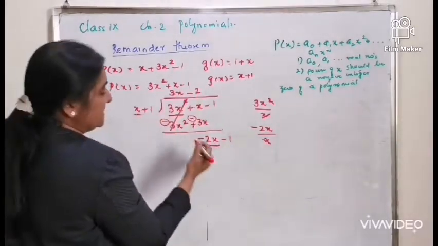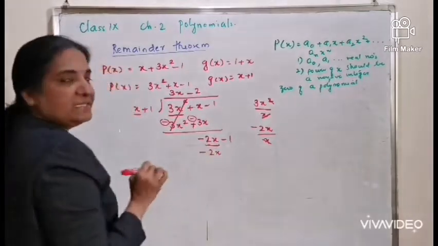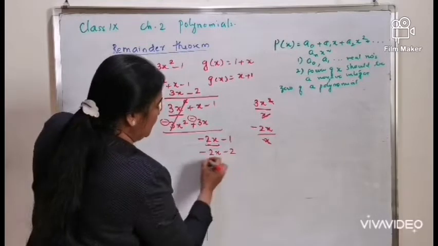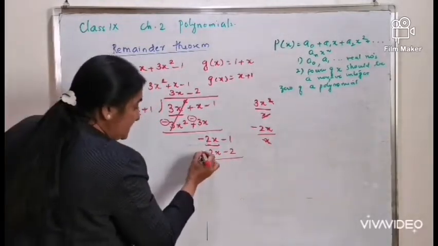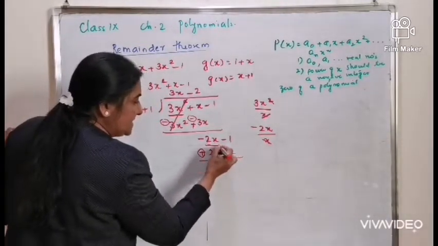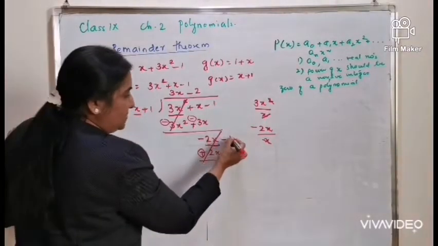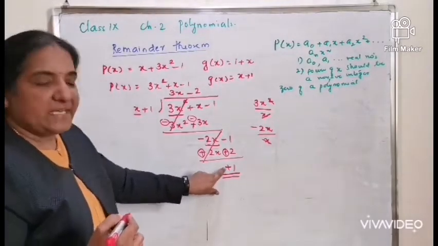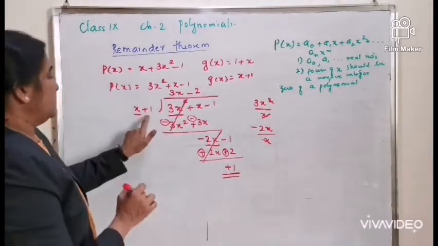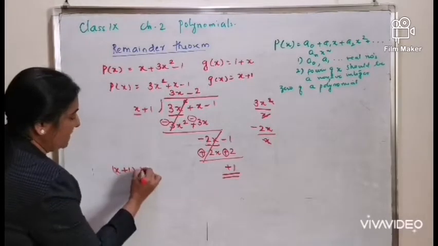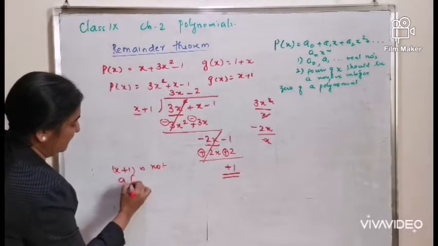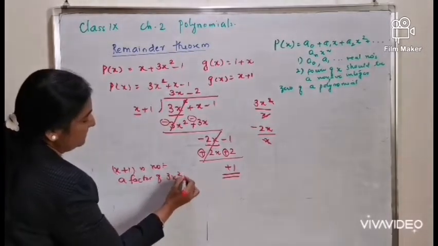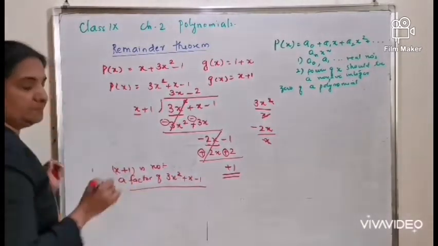Minus 2 into x, as I told you, the first term you can write the same. Plus 1 into minus 2 is minus 2. Again, subtraction means change the signs. Minus 1 plus 2 is plus 1. Since you got the remainder as plus 1, x plus 1 is not a factor of 3x square plus x minus 1.